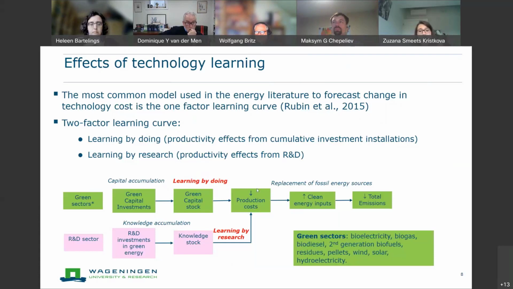Because we have a flexible production structure, there is a possibility to substitute fossil and green inputs in production, and that is then reflected in a final decrease of total emissions. We focus in our study on the following green sectors: bioelectricity, biogas, biodiesel, second generation biofuels, also residues, pellets, wind, solar, and hydroelectricity.